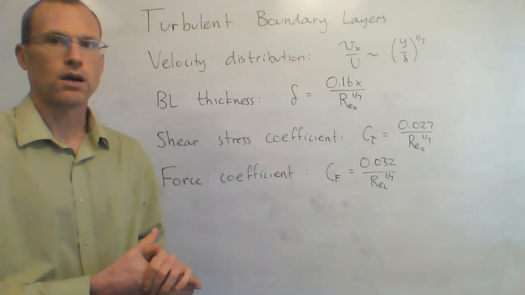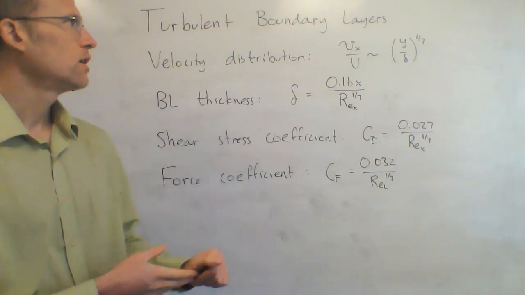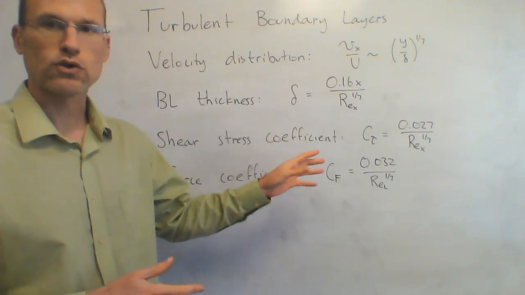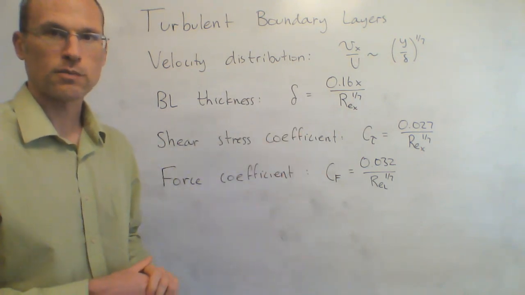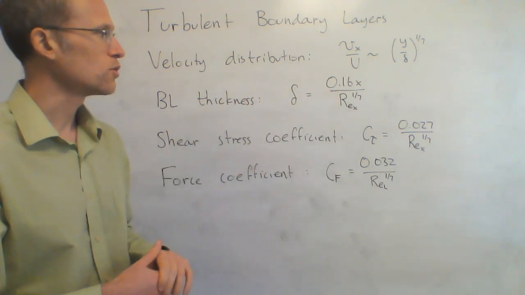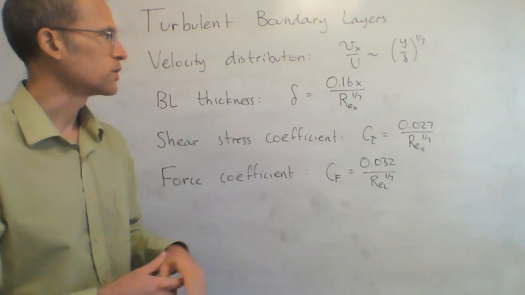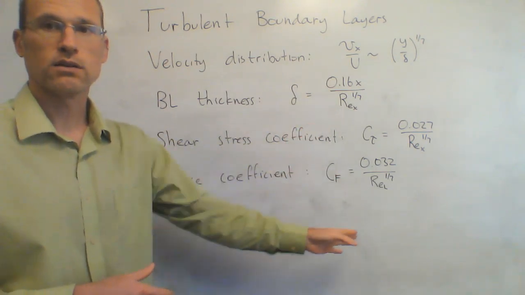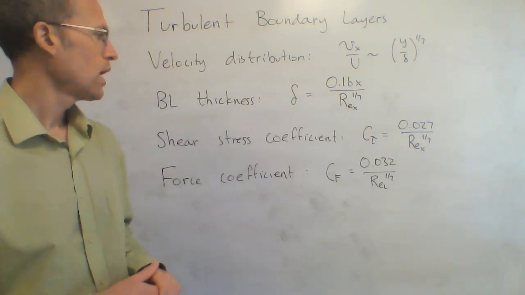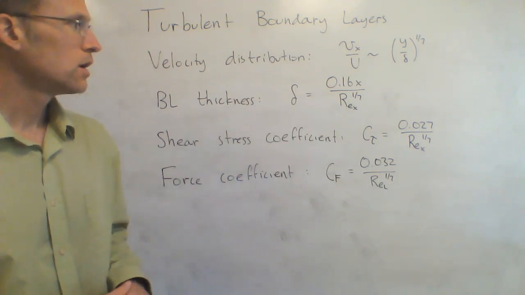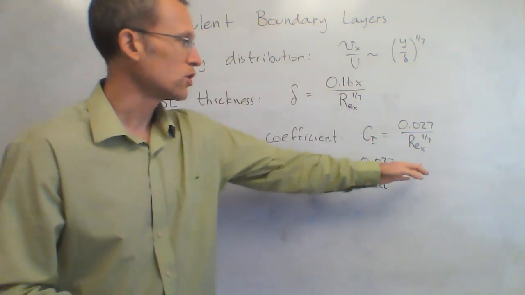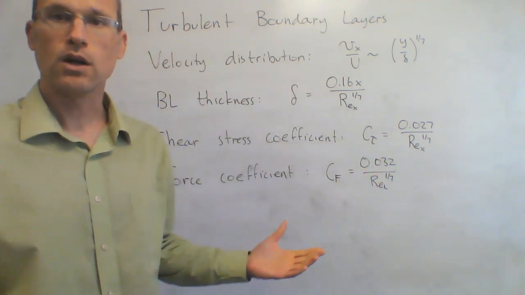So experimentally, we have a velocity distribution that looks like Vx over u is y over delta to the 1/7 power. So we have this 1/7 power relationship show up from the experiments. Boundary layer thickness, 0.16x over Reynolds number based on x to the 1/7 power. So again, x is starting at the front edge of the plate, my position down that plate, just like in the previous case. Shear stress coefficient, C tau, 0.027 over Reynolds number to the 1/7 power. Again, based on location, so that's going to change based on where I am along the plate.